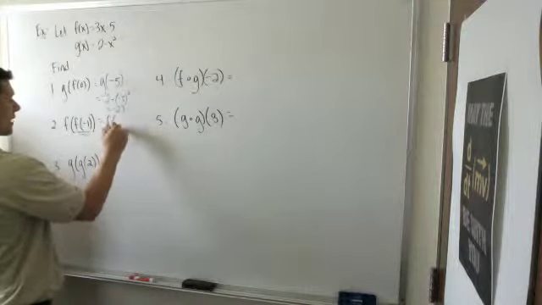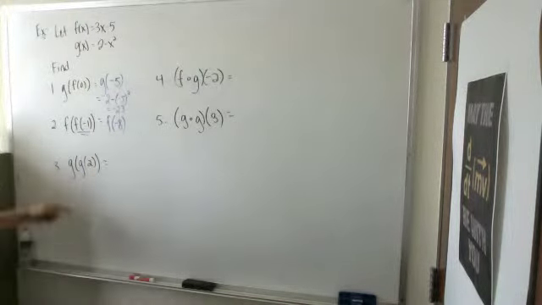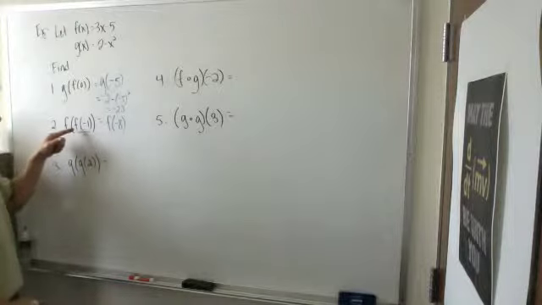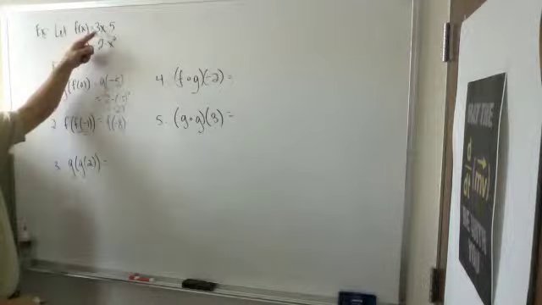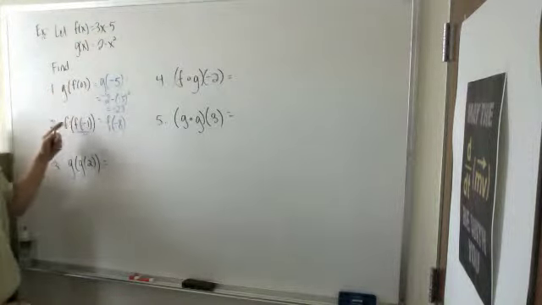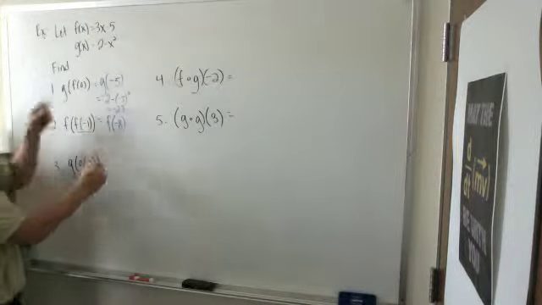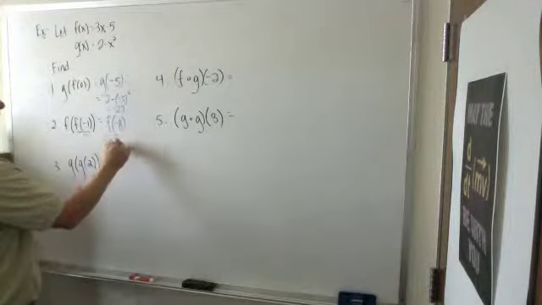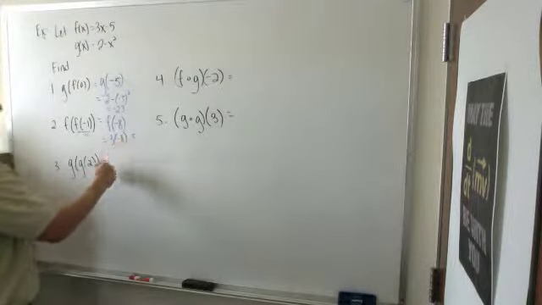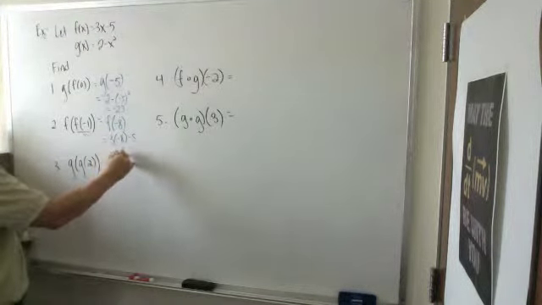So really I'm looking for f of negative 8. Inside here, f of negative 1 is negative 8. If I put in negative 1 in here, I get negative 8. So I'm looking for f of negative 8. Well, what's f of negative 8? It's 3 times negative 8 minus 5, which is negative 24, minus 5 is negative 29.